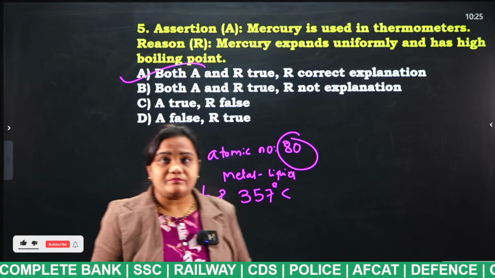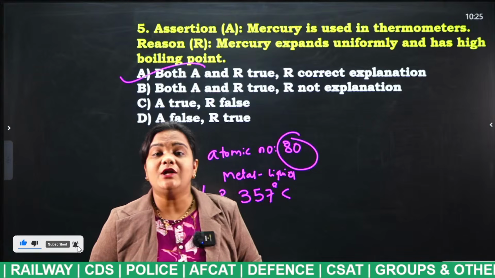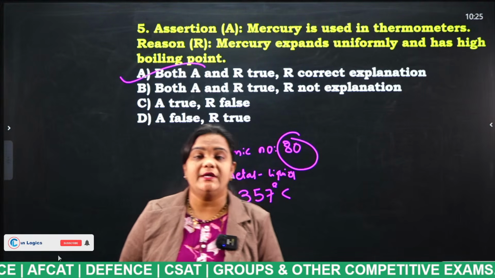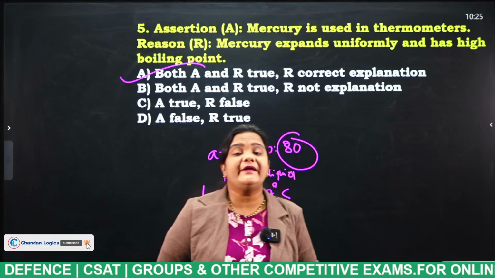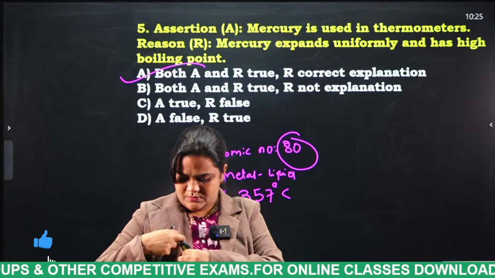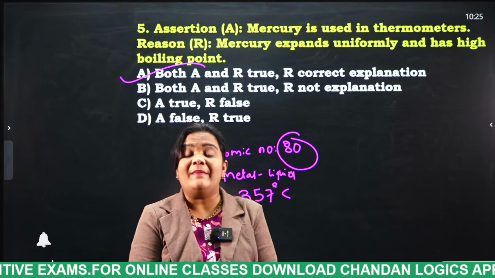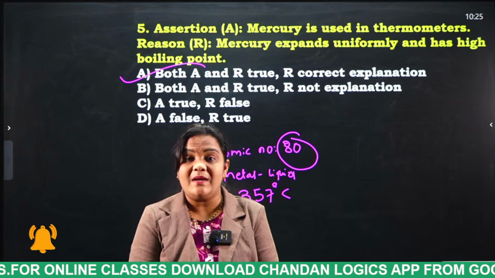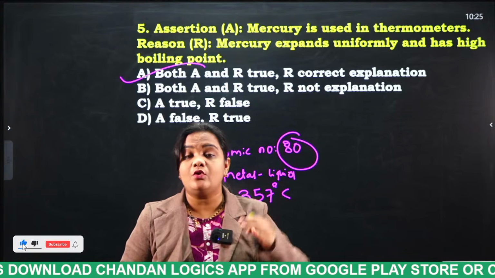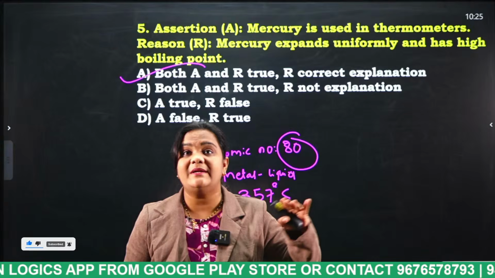And tell me, in order to make amalgam, which element do we use? Tell me, students. In order to make amalgam, what type of element will we use? If we mix that element only, it is going to be considered as amalgam. So what type of element is it?